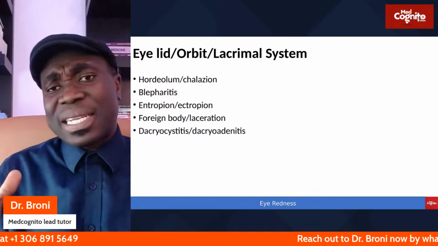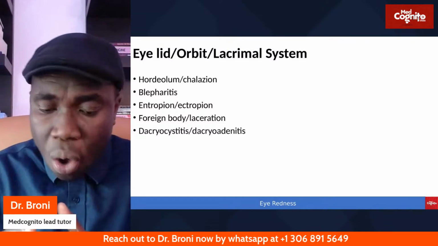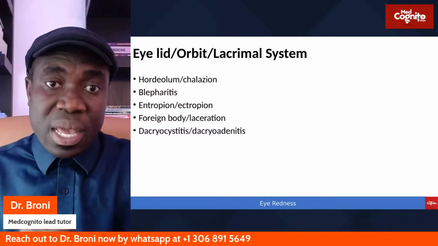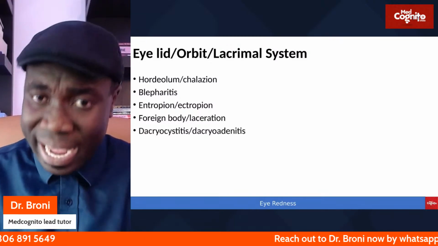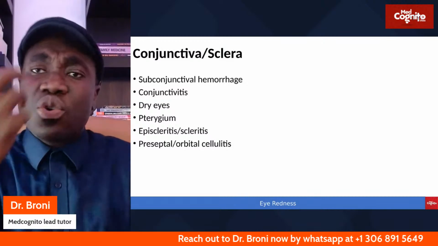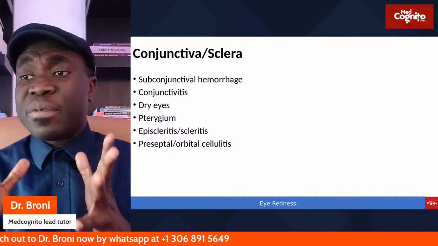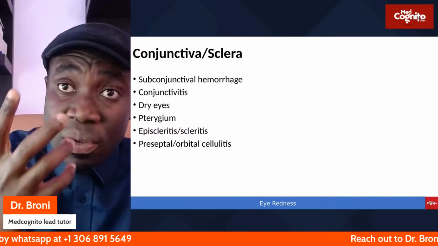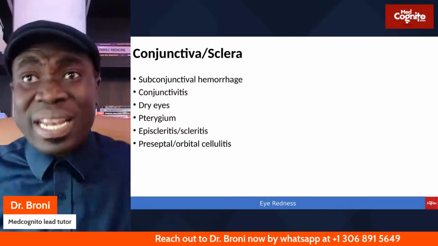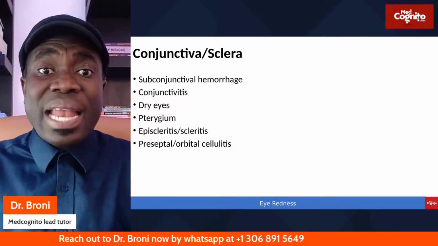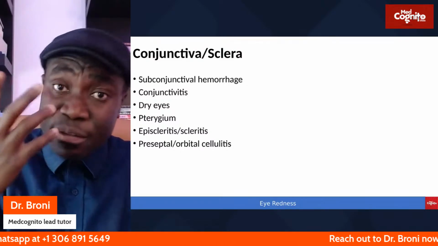Okay. And then the person can also develop red eye because there's a foreign body on the eye, or there's been a laceration. And then we also have what you call dacryocystitis and dacryoadenitis, right? Good. Then when you go to the conjunctiva itself, the white part of the eye that we see, you can have people who have bleeding into the conjunctiva. So we call that conjunctival hemorrhage. We also have conjunctivitis, which is the common one that many of us see, right? And then we also have dry eyes. So you can have some people whose eyes are so dry that they develop red eye.